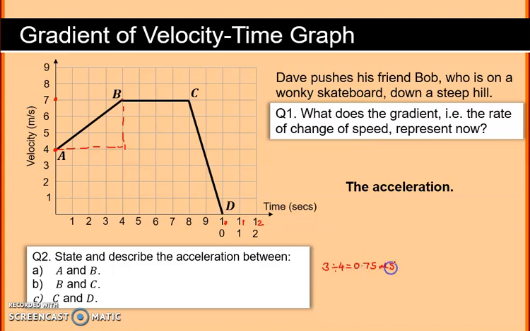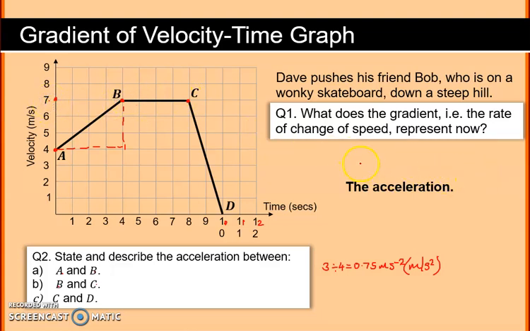Notice the units, ms to the minus 2, sometimes written m stroke s squared. Either of those is good enough. So that's his acceleration from A to B. And it also wants B to C. Where's B? B's there, C's there. Notice they are straight across. That means his speed hasn't changed.